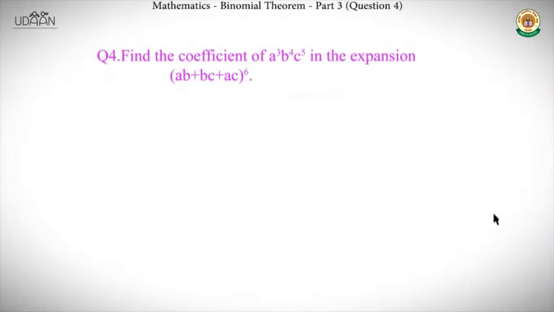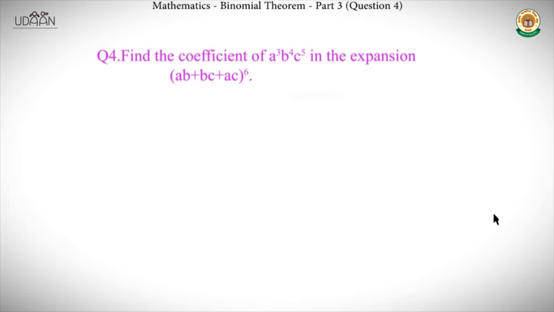We'll look at problem 4 now. It says we have to find the coefficient of a cube b raised to 4 and c raised to 5. This is a product in the expansion of (ab plus bc plus ac) raised to 6. So again, it's seemingly very different from binomial theorem, but I'm sure we can work out some way of transforming it into something we are familiar with. So let's see how to do that.